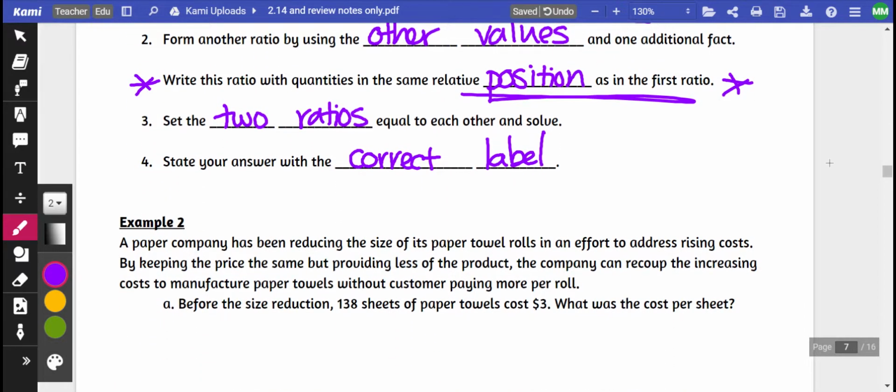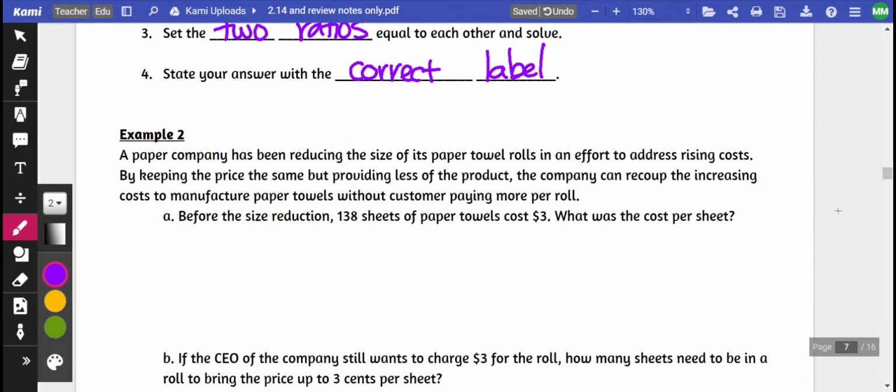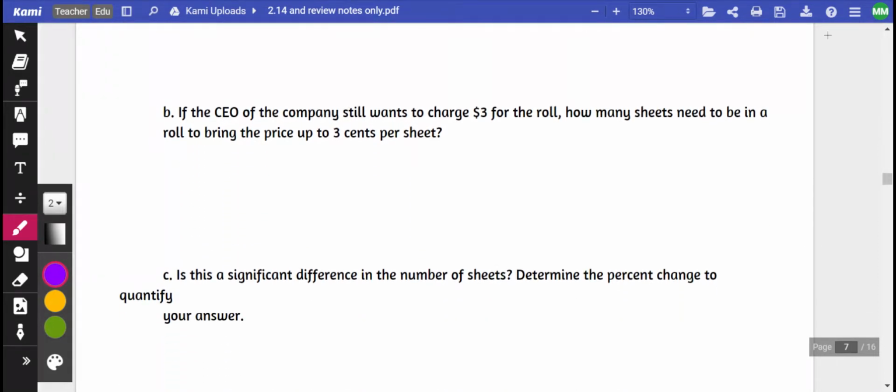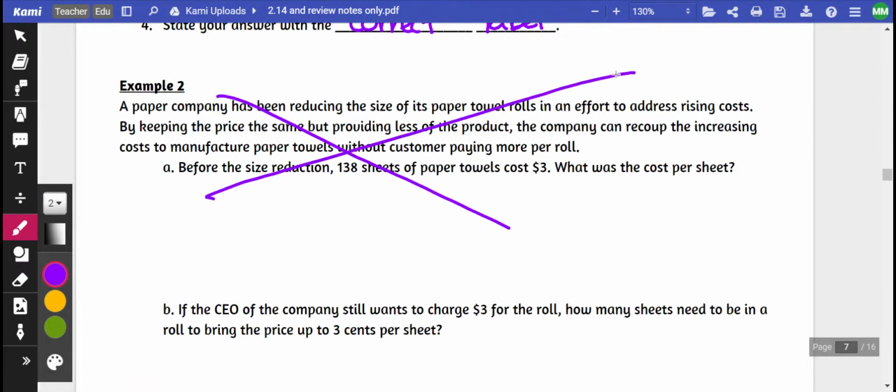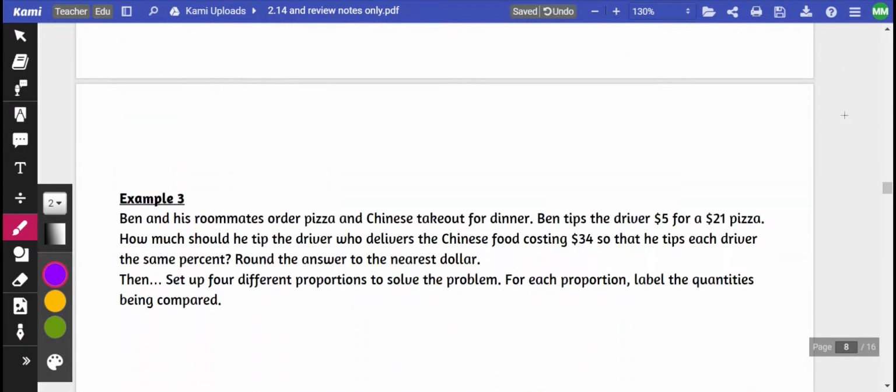Okay, so looking at example 2, it says a paper company has been reducing the size of its paper towel rolls in an effort to address rising costs. By keeping the price at the same level but providing less of the product, the company can recoup the increasing costs to manufacture paper towels without customers paying more per roll. Actually, with this one, I'm going to have us skip this one. Sorry, I left it out of the notes last year and I forgot to leave it out this year.